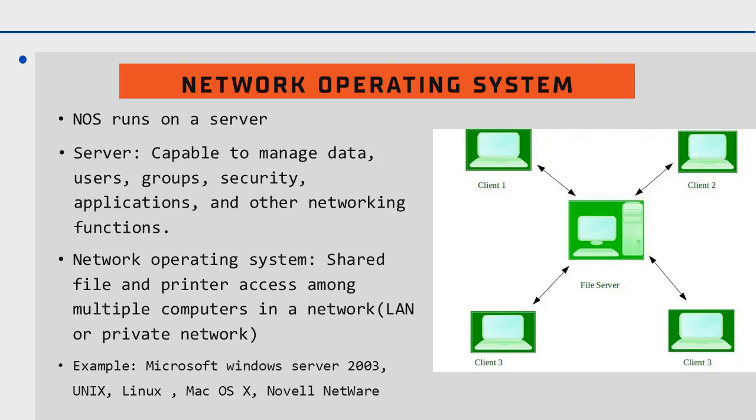The main function of a network operating system is to allow shared access to files and printers among multiple computers in a network, such as a local area network or LAN, or a private network. Some popular examples of network operating systems include Microsoft Windows Server 2003, Unix, Linux, Mac OS X, and Novell NetWare. In summary, a network operating system helps all the computers in a network work together by managing resources, security, and applications from a central server.